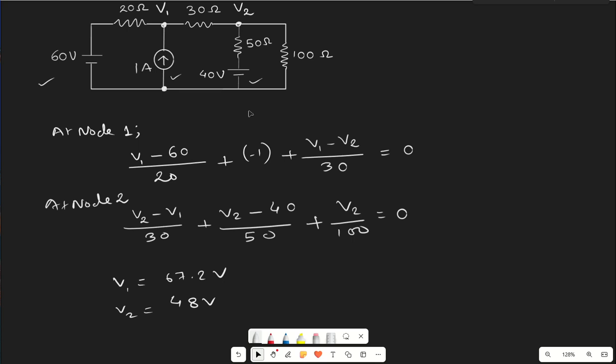Now suppose we are asked to determine the current across this 100 ohm resistor. What will be the current across this 100 ohm? We already know this current is given by this voltage divided by this resistance. Suppose I name it IL. So IL equals V2 divided by 100. V2 we have got as 48, so divided by 100 it will be 0.48 ampere. This is as simple as that. So we can solve any circuit using nodal analysis.